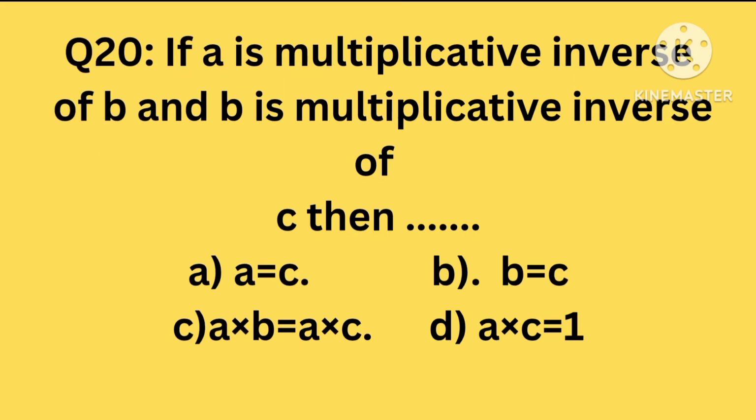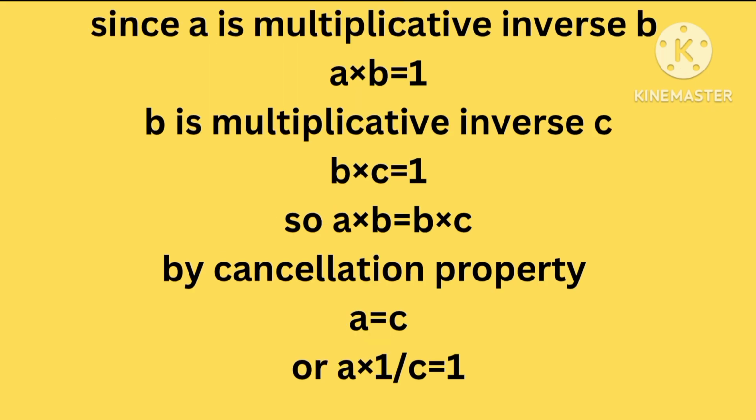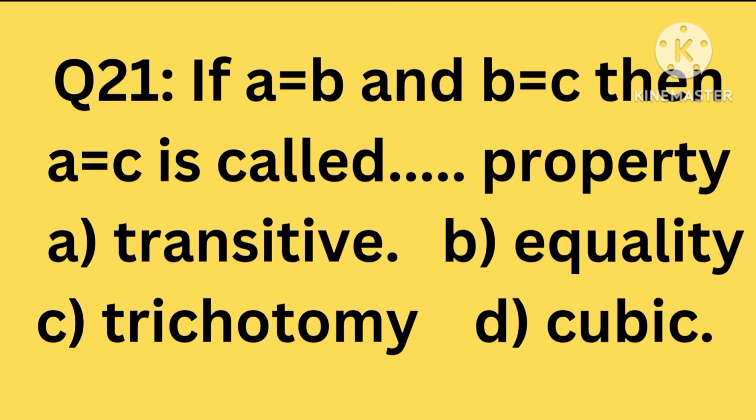If A is multiplicative inverse of B and B is multiplicative inverse of C, then A is equal to C, B is equal to C, A multiplied by B is equal to A multiplied by C, or A multiplied by C is equal to 1. If A is multiplicative inverse of B, then we can write A multiplied by B is equal to 1. Similarly, B multiplied by C is equal to 1. So A multiplied by B and B multiplied by C are equal. By cancellation property, B is cancelled and A is equal to C, which means that A multiplied by 1 over C is equal to 1. यानी A और C दोनों inverses हैं.